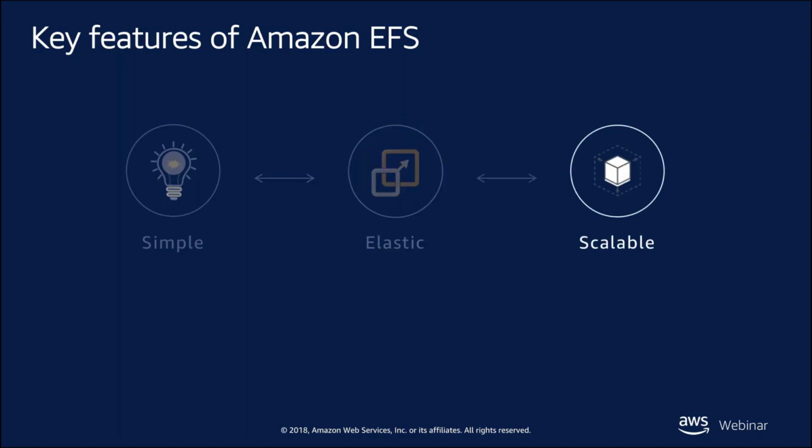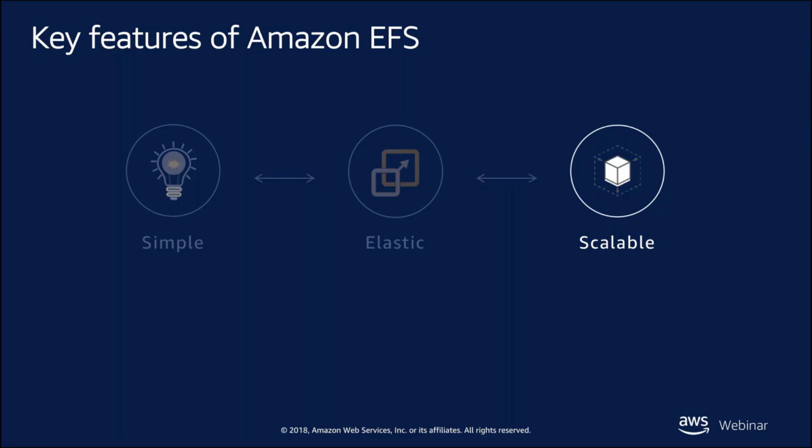The third core tenet is scalability. So EFS file systems can grow to petabytes of capacity, and the throughput of the file system scales automatically as the file system grows. So it also provides consistent low latency regardless of the size of the file system.